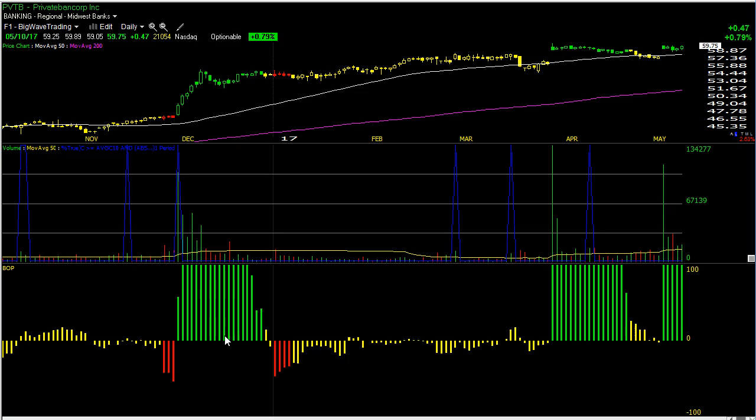We're going to start off with the add signal in PVTB. PVTB, once again, canceling, perfect speculator quality. It was in my new 52-week high scan on a closing basis on above average volume, and it made my max green BOP for the past 5 days scan.